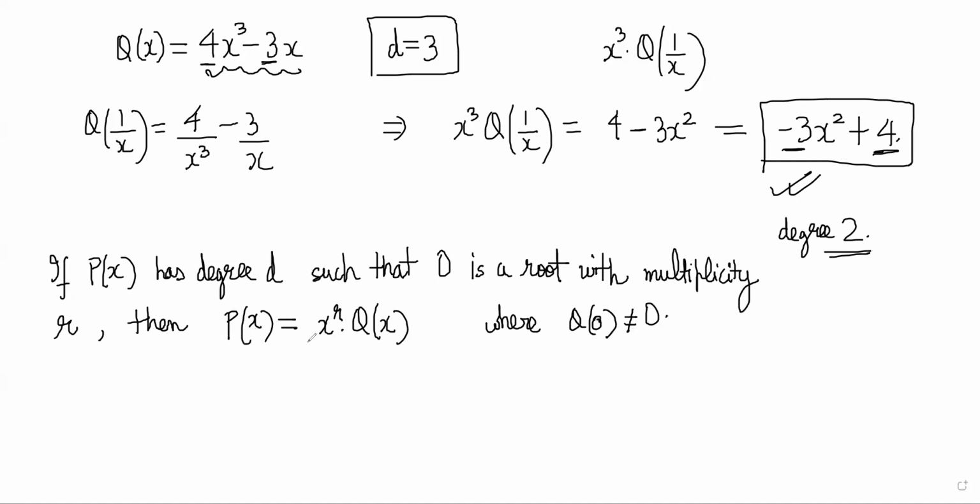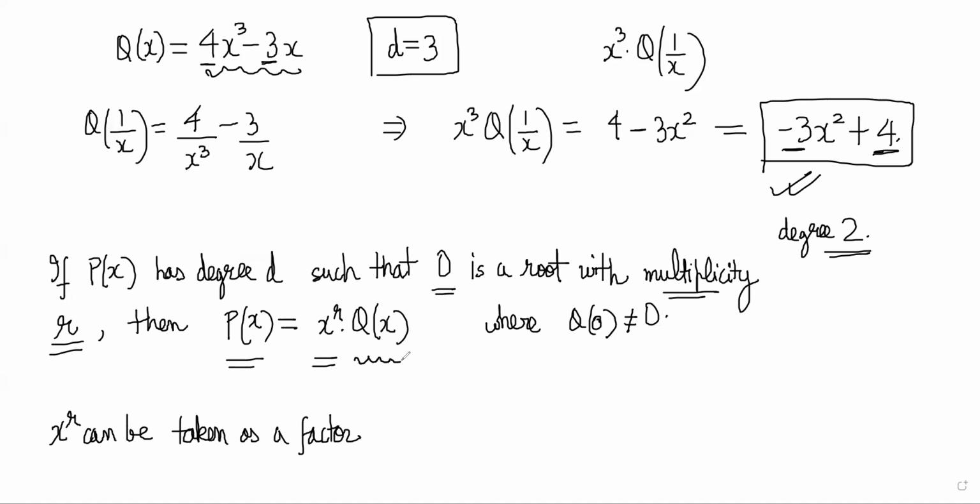So what I have done is p of x was of degree d, but it had 0 as a root with multiplicity r. So that means x power r can be taken as a factor in p of x. So what we have done is we have converted p of x and written it as x power r times q of x.